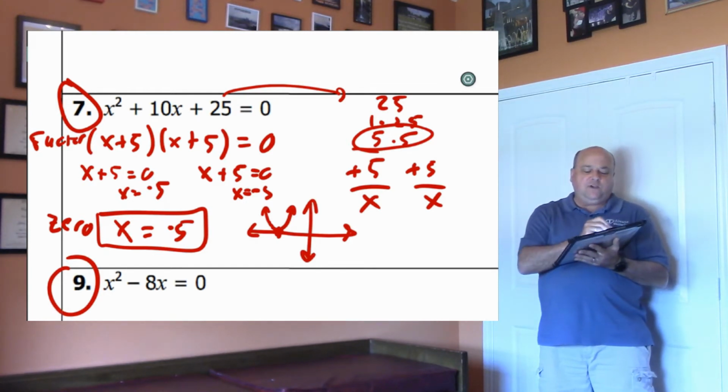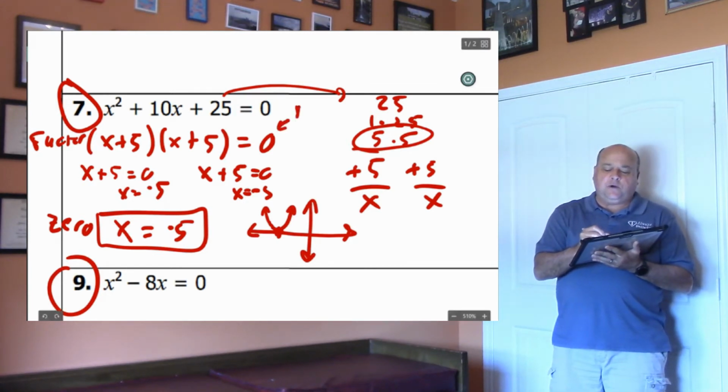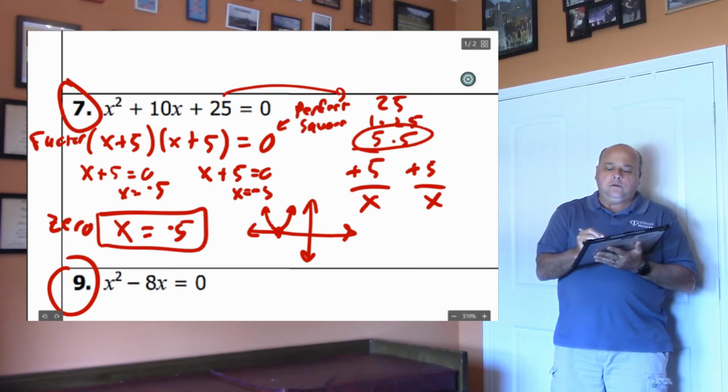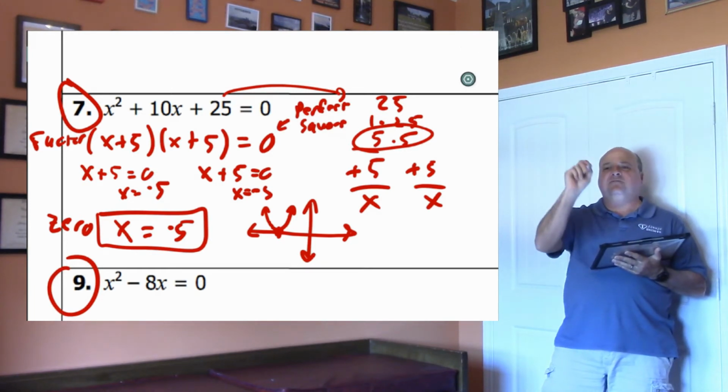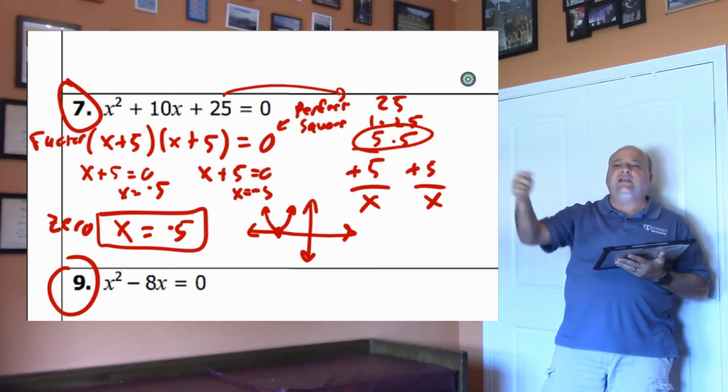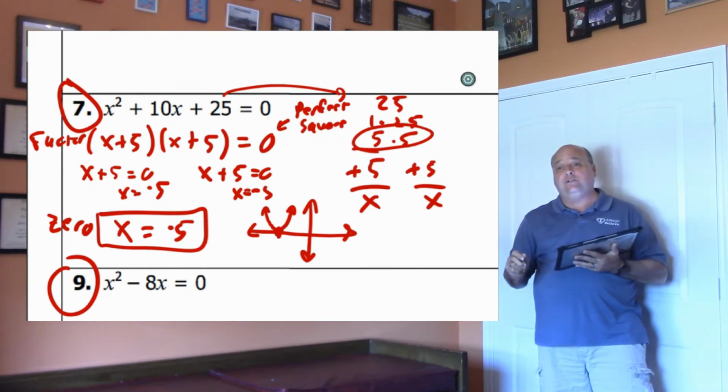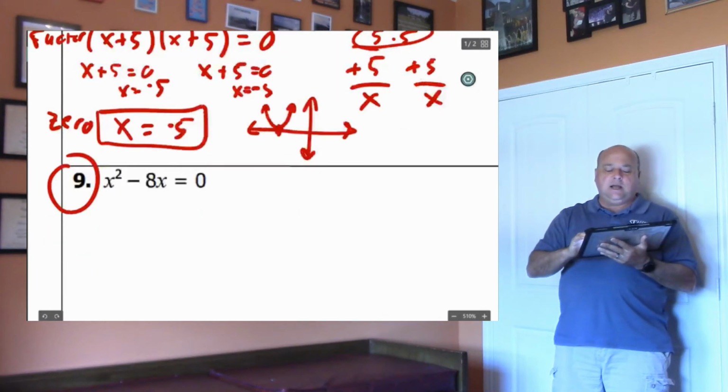So if you have a perfect square like this, the problem will only have one 0, okay? Because the factors are the same thing. When you set them equal to 0, you'll get the same answer, okay? Notice I'm not doing all this.